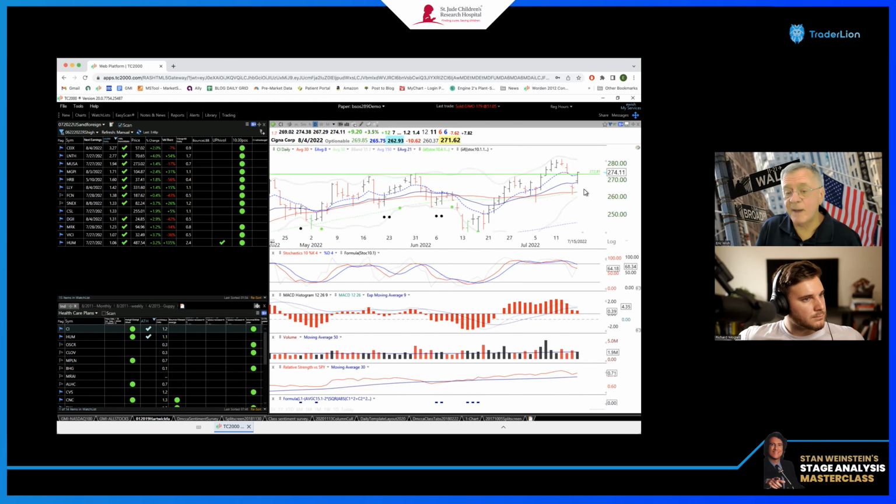Because sometimes it comes back above the green line and it's a good buy. Now, the nice thing about this technique is you buy it back above the green line, it closes back below, you sell it with a small loss. Okay? I wanted to show you another stock.